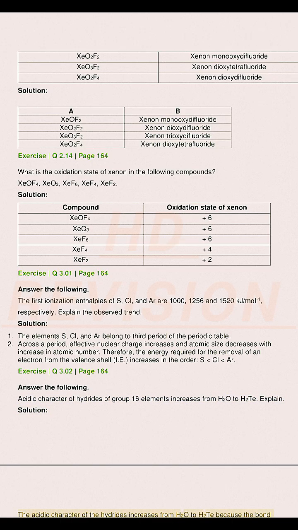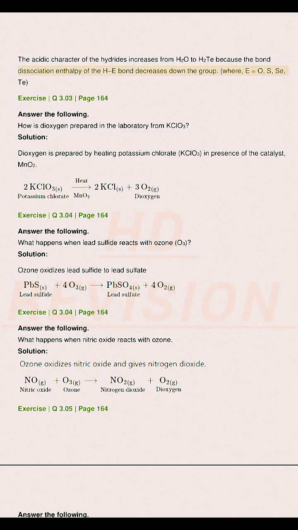The acidic character of the hydrides increases from H2O to H2Te because the bond dissociation enthalpy of the H-E bond decreases down the group, where E equals O, S, Se, Te.